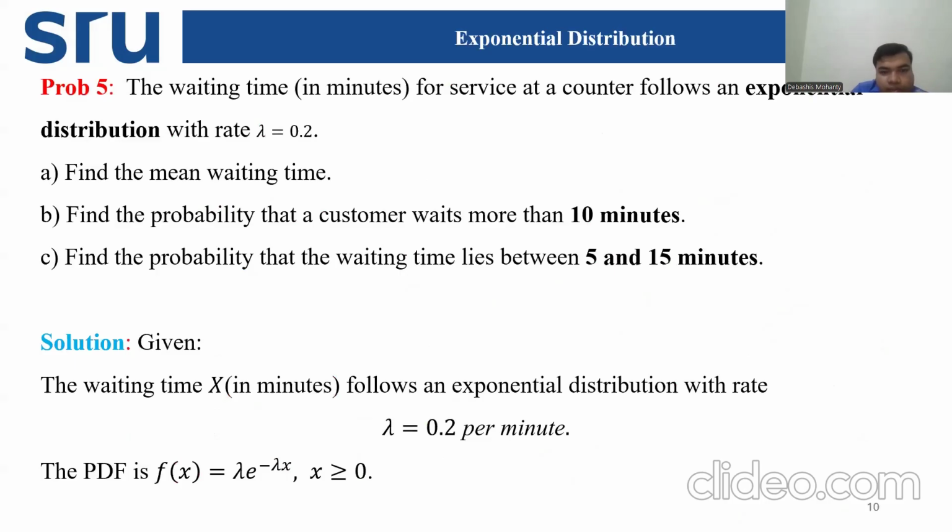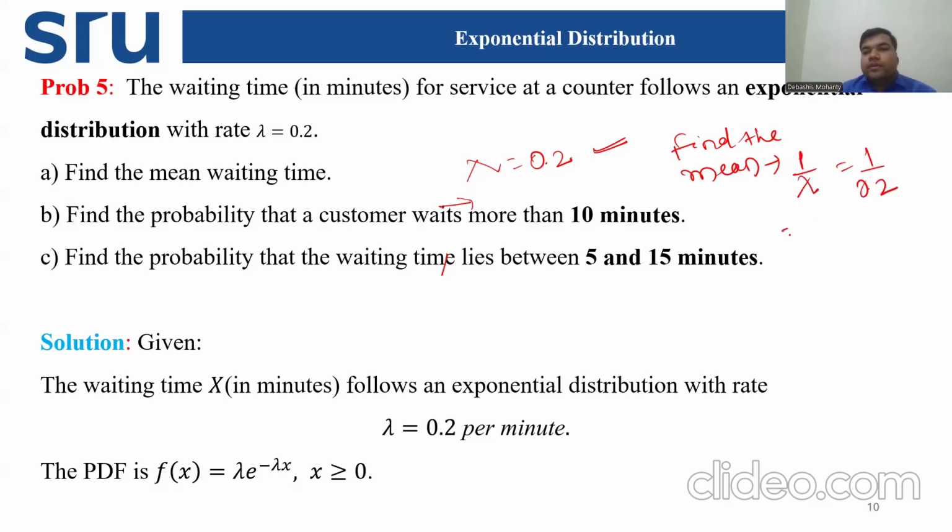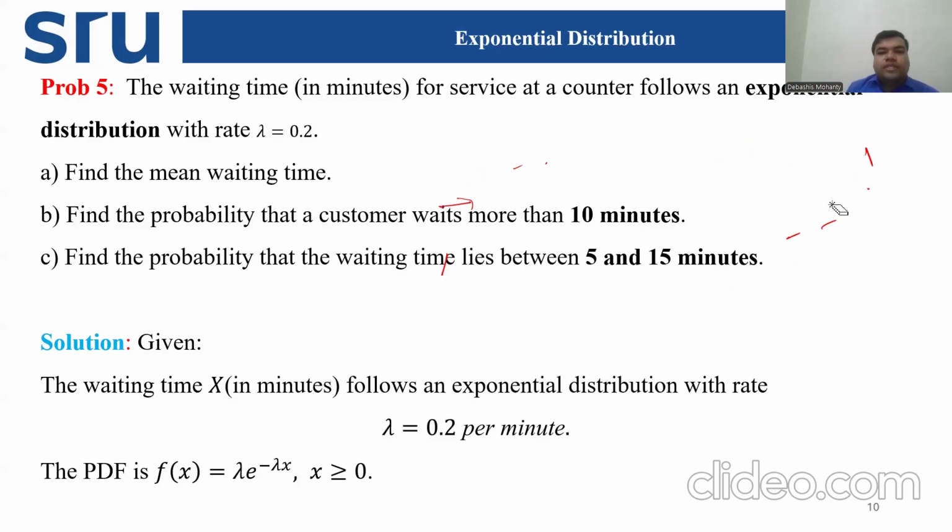Okay, so here another problem is there. The waiting time for service at a counter follows an exponential distribution with rate 0.2. So the lambda value equals 0.2 is given. Find the mean. What is the formula? 1 by lambda. 1 by 0.2, that is 5, right? So the second question is about the first question, find the mean of the waiting time. The mean is 5.